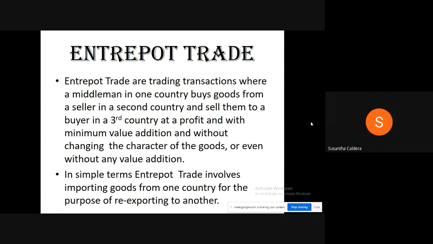Right? It's a very good opportunity for our traders to earn foreign exchange. So in simple terms, entrepot trade involves importing goods from one country for the purpose of re-exporting to another. Right? Do you have any questions about this?